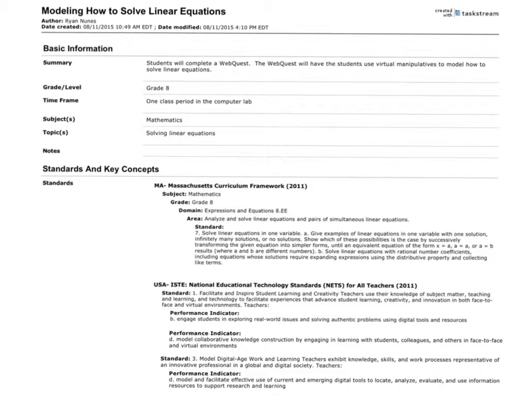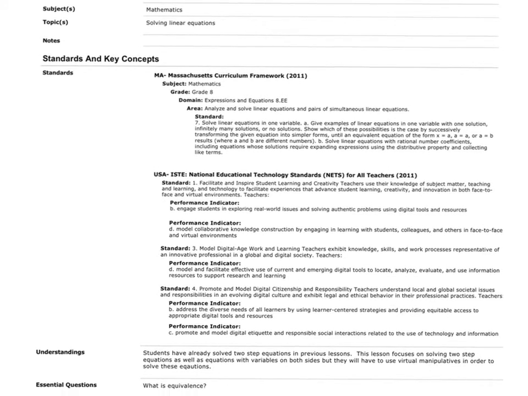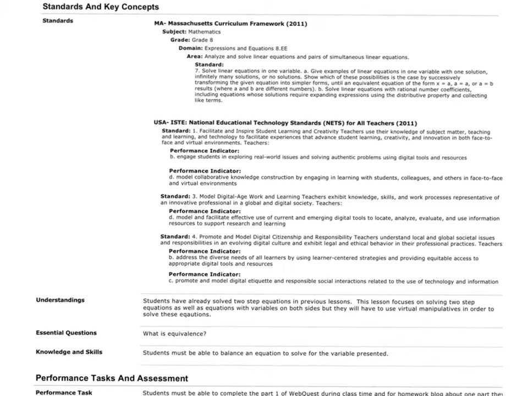Quick summary here. Students will complete a web quest. This web quest will have the students use virtual manipulatives online to model how to solve linear equations. It's 8th grade standards I'll be covering. It should take one class period in the computer lab. The topic would be obviously solving linear equations.